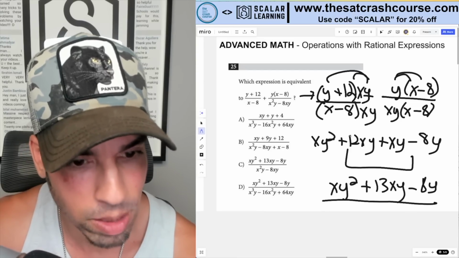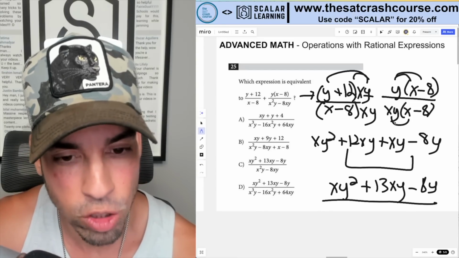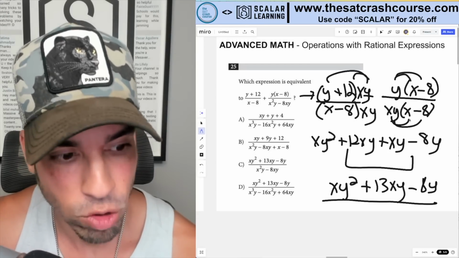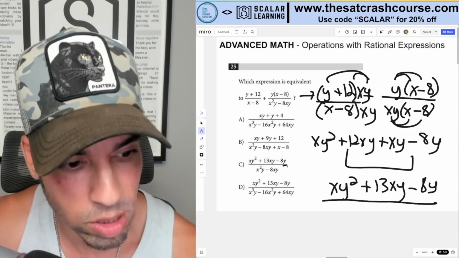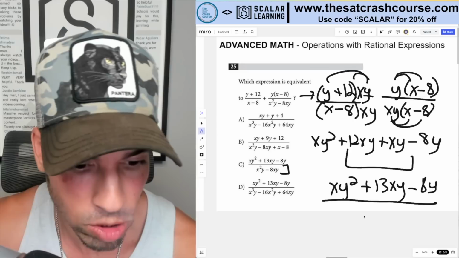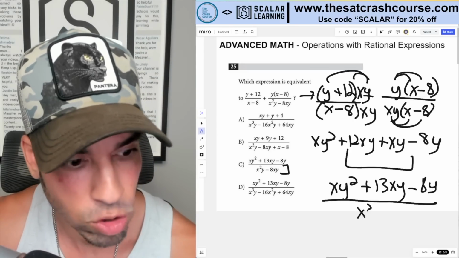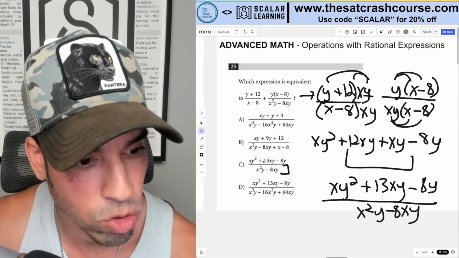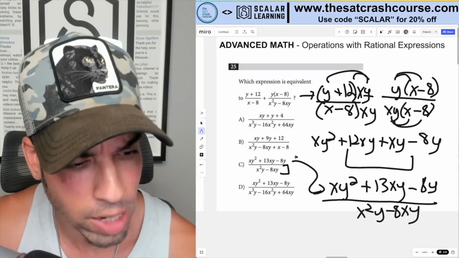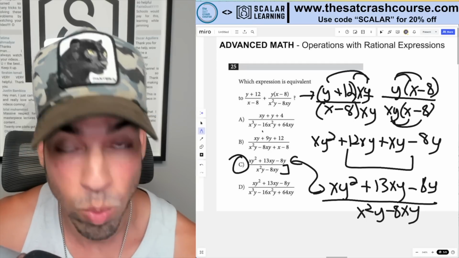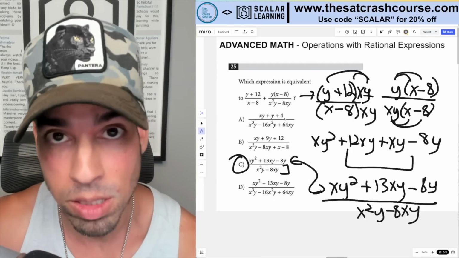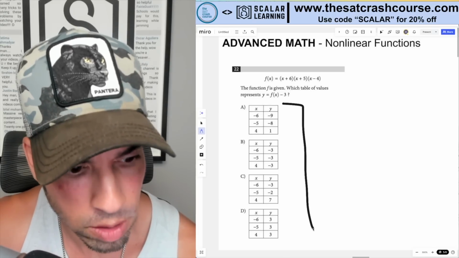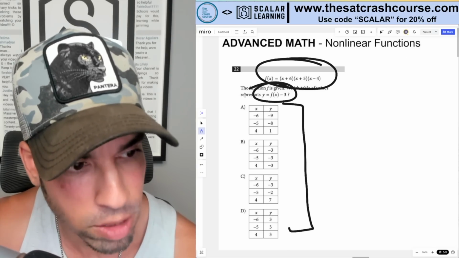Now, typically, I'm not going to redistribute after I've factored, because usually they're going to provide it in factored form. However, in this answer, you see right here, they did redistribute it. So I'm going to go ahead and do that. So we got x squared y minus 8xy. And then, of course, you can see that the numerators do indeed match up. So C, therefore, is your winner. That's how you're going to want to take care of business here. Done. Now, this one is a nonlinear function, also involving some tables and a function, plus a transformation.